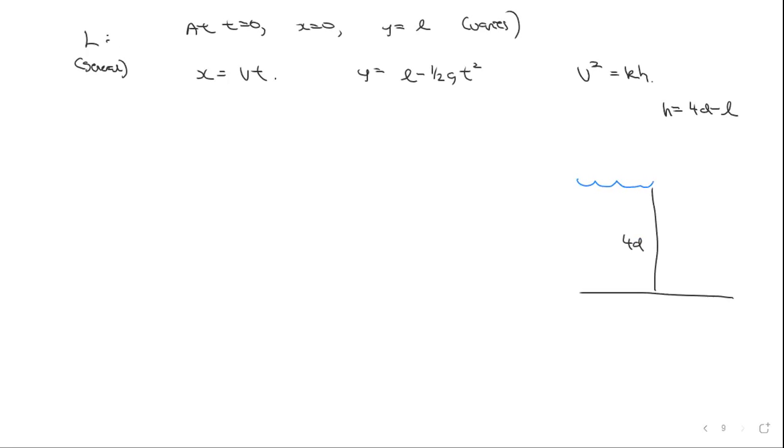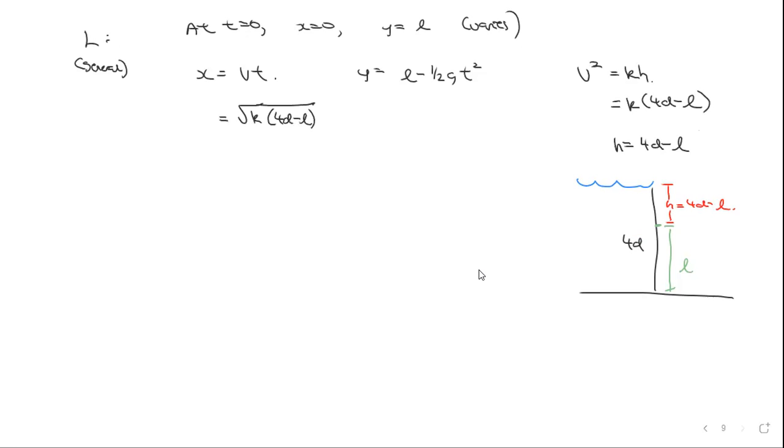This is the ground, and this is somewhere L. And so h is this part, the part above, which is 4d minus L. So in other words, now that we've got that, that means v squared must equal k times 4d minus L. So we could write it here already, but v must equal the square root of k times 4d minus L. Okay, times T.